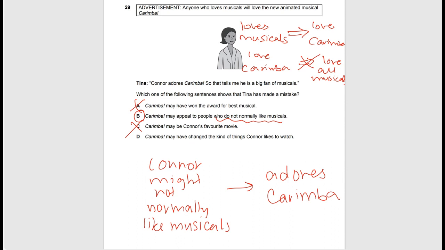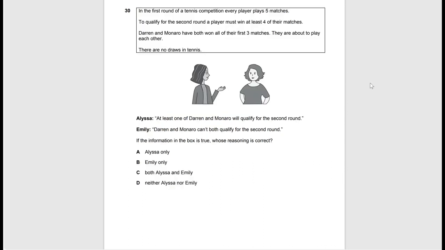So our best answer for 29 is B, because Connor might be this person who does not normally like musicals, but he might just like karimba. But Tina thinks that if he likes karimba, he likes all of them. So B is our best answer for 29.